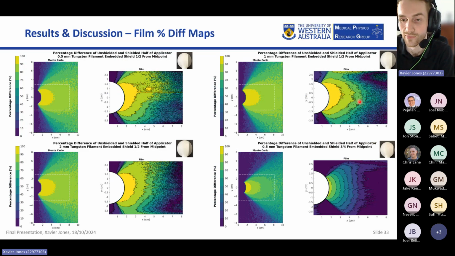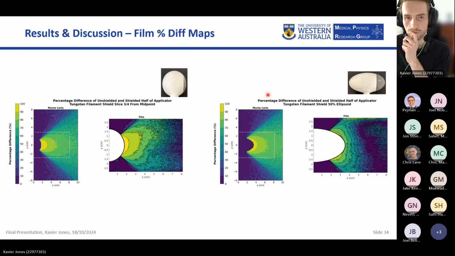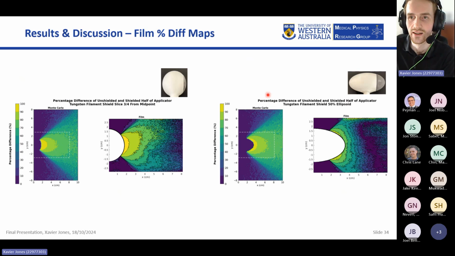It's likely that if a larger prescription was given to the film dose, the film maps here would more closely resemble the Monte Carlo maps. Despite these differences, the overall patterns being similar supports the validity of the Monte Carlo simulations, although not as strongly as the data previously discussed.